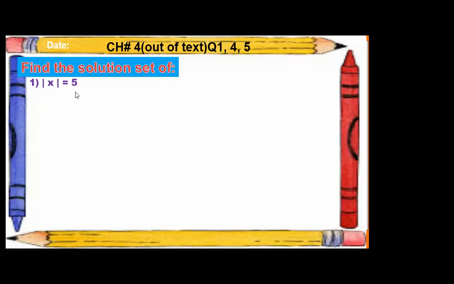So mod x, when we remove the mod, what do we get? We get on the right hand side a plus minus sign, right? So hence the solution set x is equal to what? What will be the solution set? This is question number 1. Done, everybody?